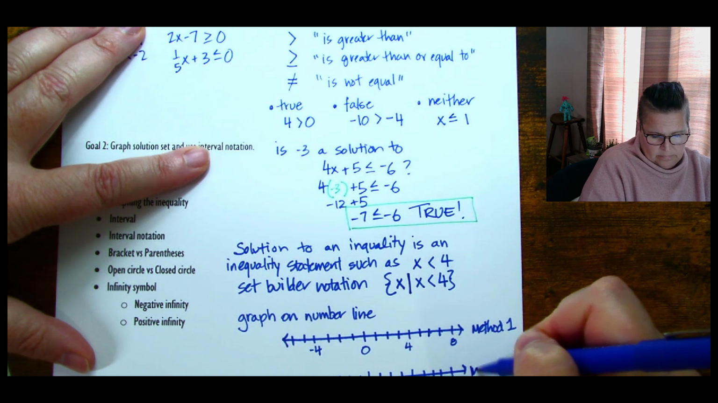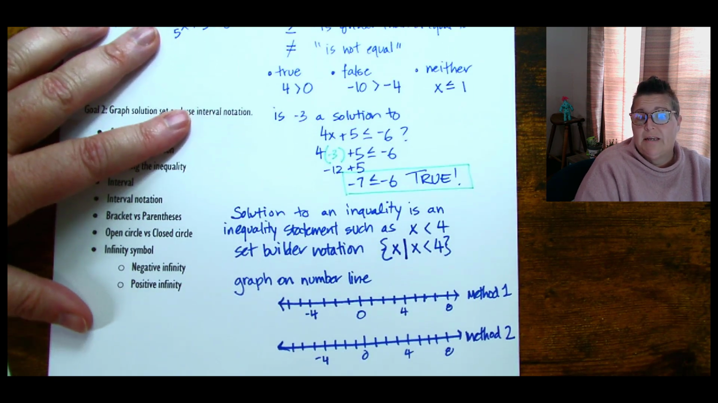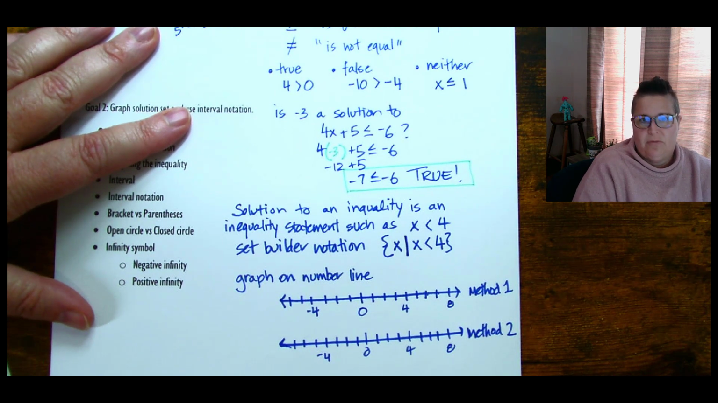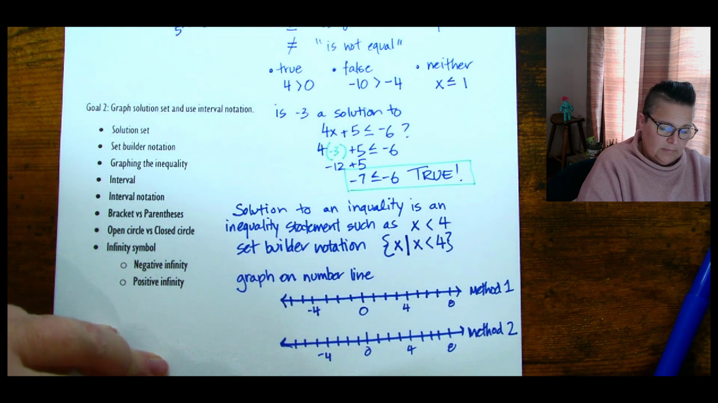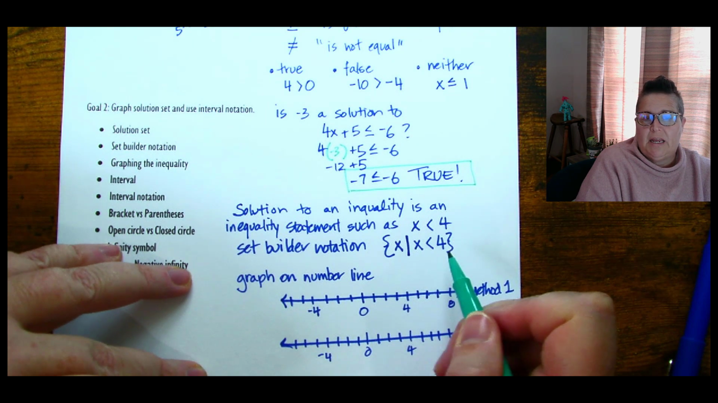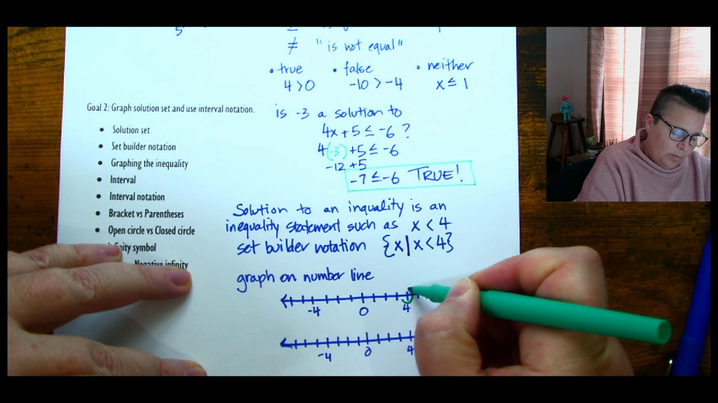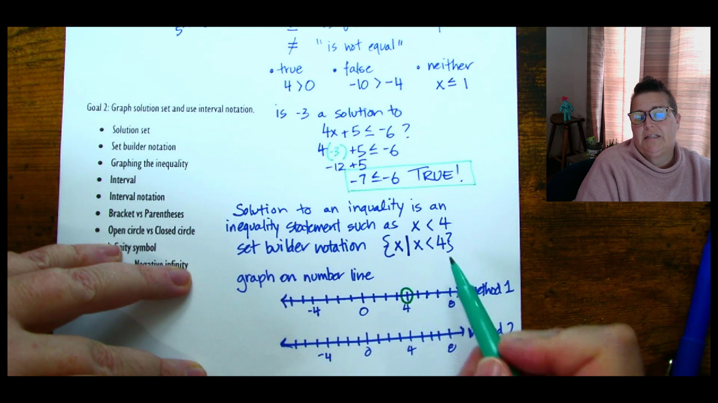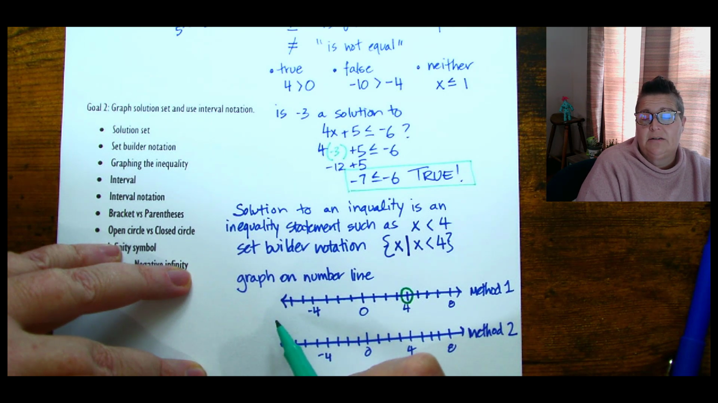There we go. Both of these methods will portray the same information. They're just preferences, really. So whichever one you like. All right. So the idea here is that x's have to be less than 4. You may be familiar with the first method, which says we're going to use an open circle. An open circle indicates that we were not equal. It had to be strictly less than 4. It could not be equal to 4.